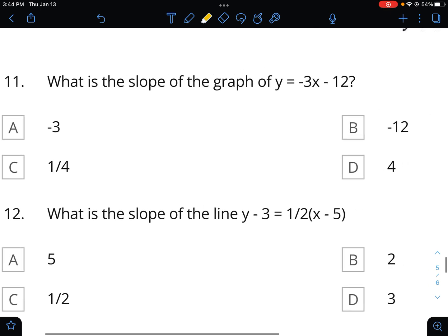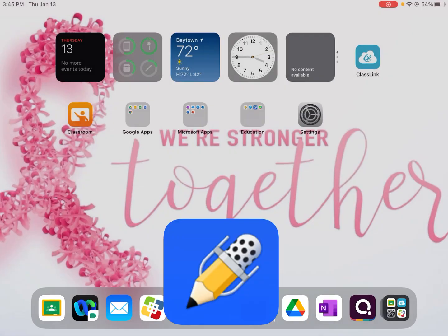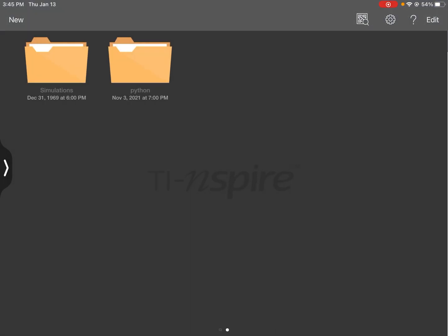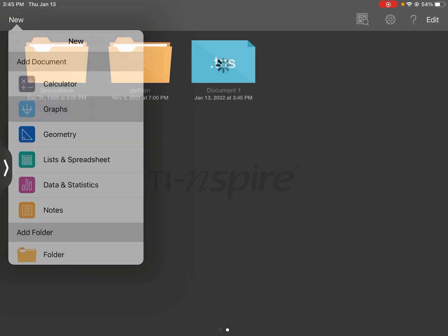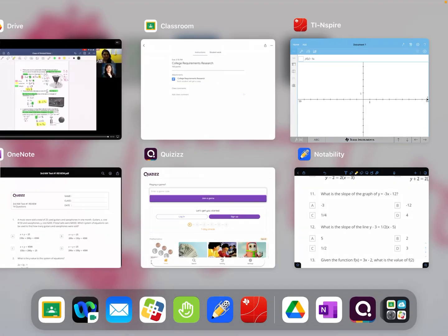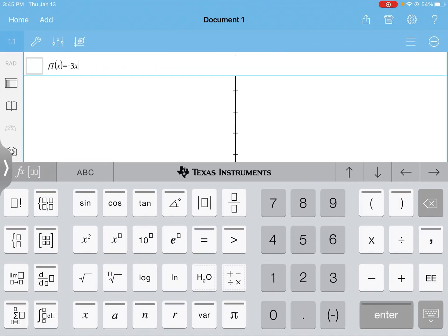We got this, okay? What is the slope of the line graphed of y equals negative 3x minus 2? Now, some of us are able to look at it and see what the slope is. Some of us struggle with that, so we're going to use our calculator to help us. So we're going to go to the graph screen. We're going to type in negative 3x minus 2.